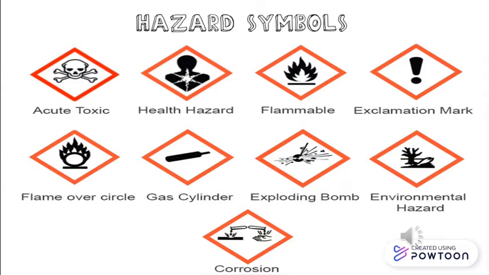Next symbol is flame over circle or oxidizing. Oxidizing is a classification for chemical and preparations that react exothermically with other chemicals. It may cause or intensify fire and may cause fire or explosion.